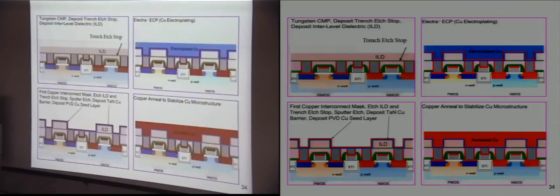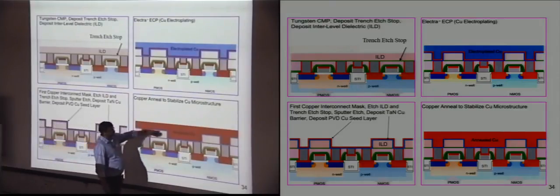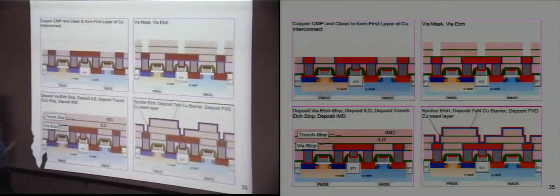You deposit your tantalum nitride copper barrier to make sure copper doesn't diffuse in. Then you deposit your copper seed layer. Okay. After you deposit your copper seed layer, you dip inside your electroplating solution and you electroplate the copper everywhere. After you have electroplated the copper, you anneal to make sure that the copper is of the right morphology, and then you will start to polish this off, which is shown over here, where you again have the copper sticking out. Here now the copper is polished off, and then you have cleaned up to form the first layer.